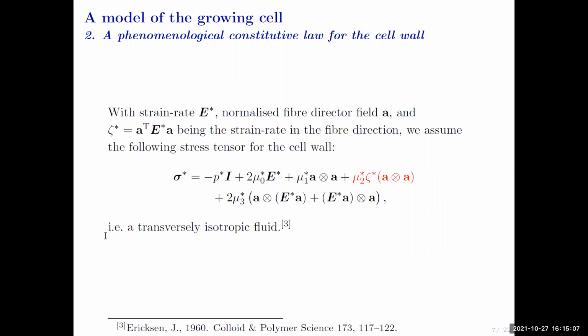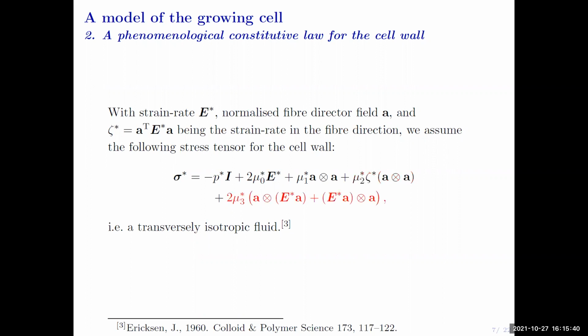But here, this term involves the rate of strain tensor projected onto the fiber direction, right? So that gives us a scalar field that we call zeta. And so this term, you can interpret it as the stress contribution coming from the fibers resisting flow in the fiber direction, right? So mu2 here can be interpreted as a kind of extensional viscosity. In fact, that's what we call it, I think, in the paper, an extensional viscosity.